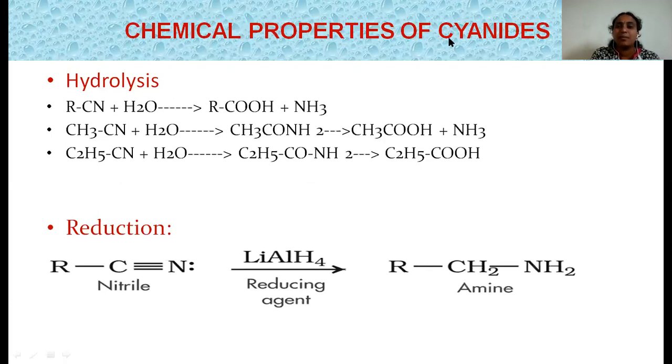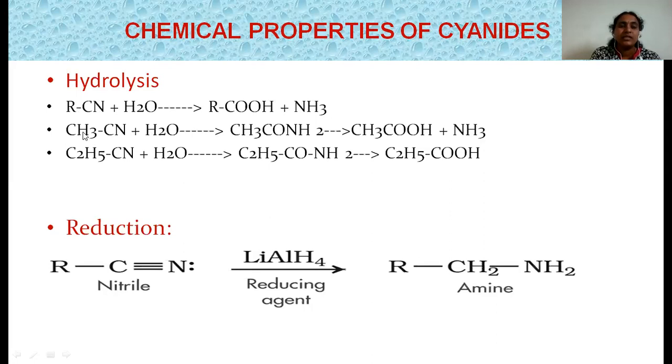Coming to the chemical properties of the cyanides, first, alkyl cyanides on hydrolysis produce a carboxylic acid as well as ammonia. Here the triple bond undergoes dissociation. So this RC will convert into a carboxylic acid, whereas this nitrogen is eliminated as ammonia.